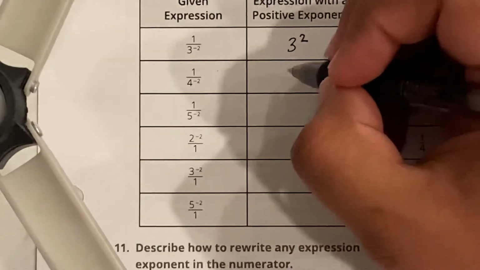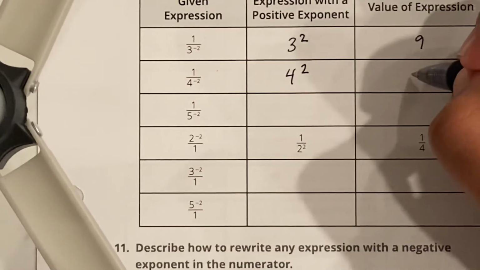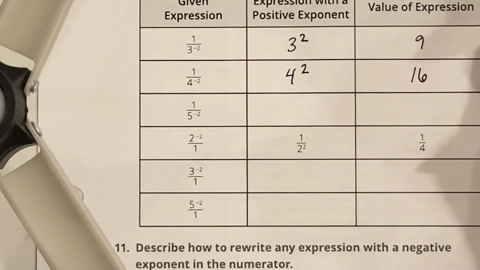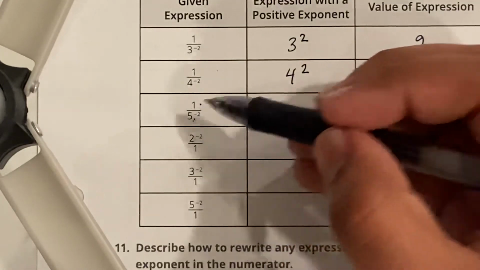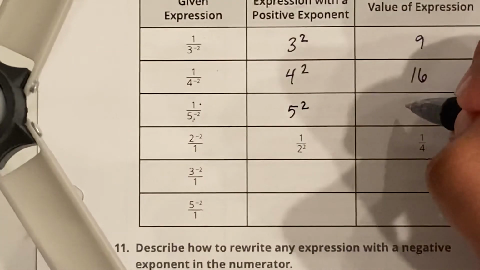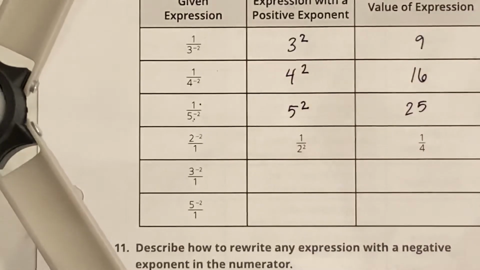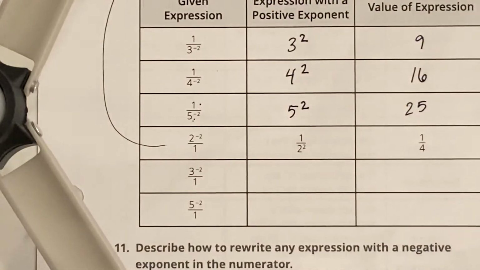Moving this up also, 4 to the power of 2. 4 to the power of 2 is 16. Double check with your calculator if you don't believe me. It's putting this to the numerator because we don't like negatives. 5 to the power of 2. That gives me 25. I like that they did this example for us. This is like number 9.